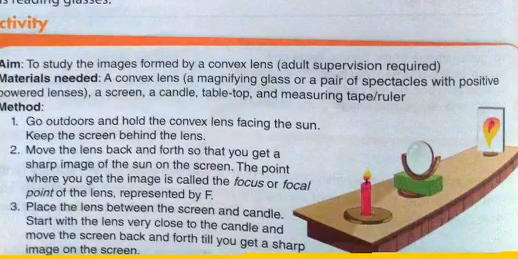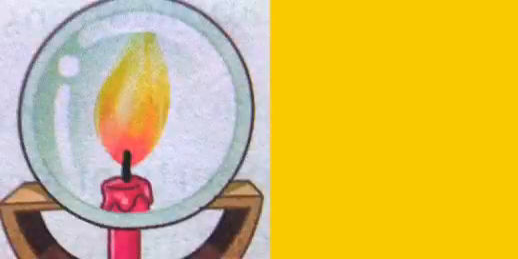Let us place the lens between the screen and the candle. Start with the lens very close to the candle and move the screen back and forth till you get a sharp image on the screen. If the lens is very close to the candle, we may not get an image on the screen. In case we look through the lens, we will see an enlarged view of the candle.